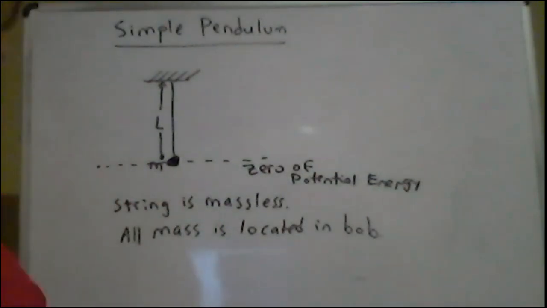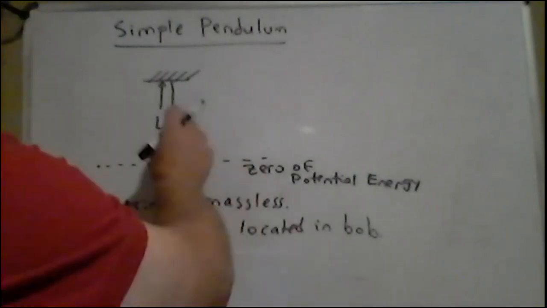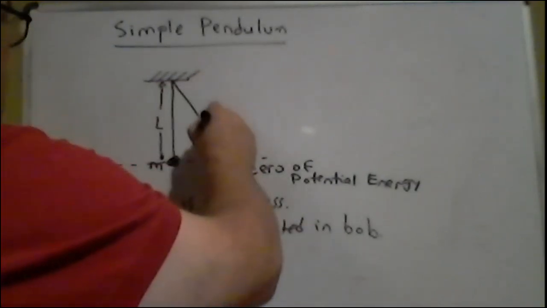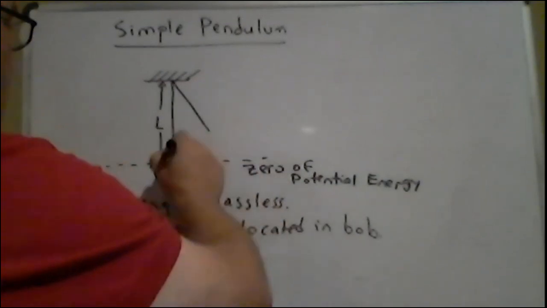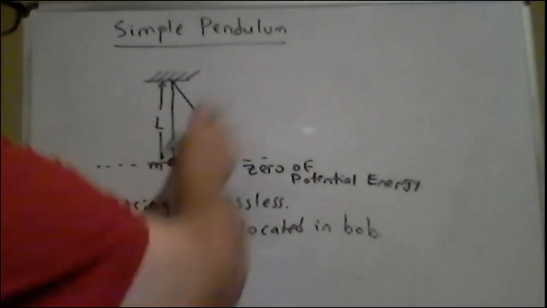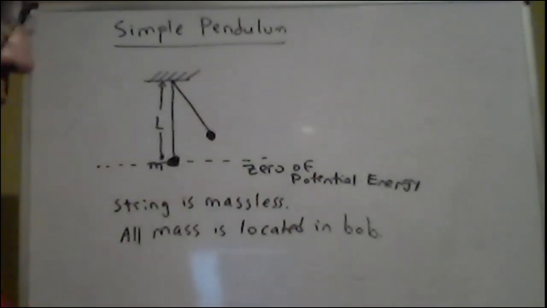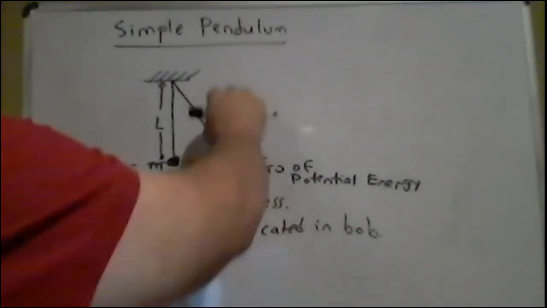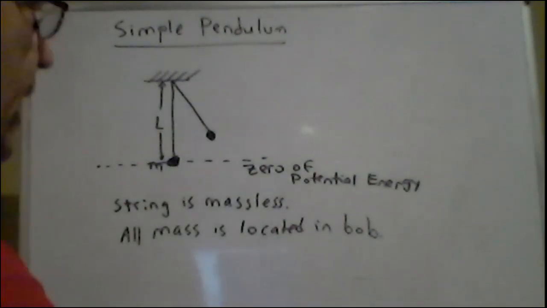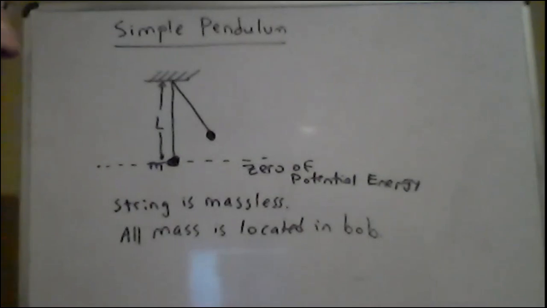Now let's take this bob and angle it up a little bit. I know from experience that if I were to take a pendulum like this and let it go, it's going to be like a hypnotist's watch. It's going to go back and forth, back and forth, back and forth, right? Just like the classic hypnotist.